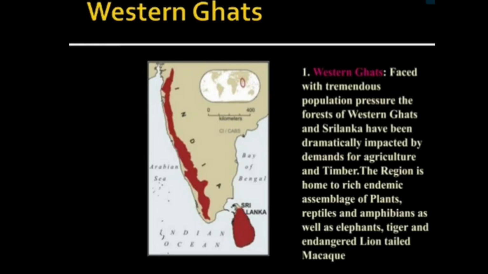Western Ghats. Western Ghats have thick forests that we can observe in the southwestern region of the Indian map up to Sri Lanka. It is impacted by demands for the agriculture and timber. Kerala is one of the Western Ghat region. This region is home to rich endemic plants, reptiles, amphibians, as well as elephants, tiger, and macaque, which is endangered.